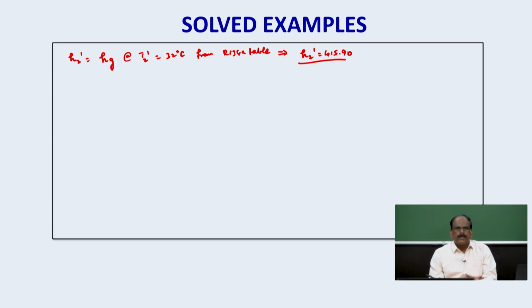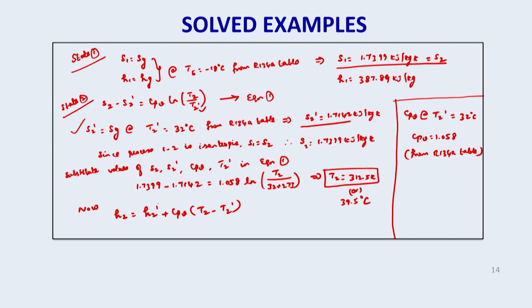In all the numerical problems which we have solved, there are only a few changes. In order to make the learners understand easily, I am solving step by step. Already we have found the temperature of the superheated vapor at state point 2 is 39.5 degrees centigrade, but instead of writing directly, I am explaining step by step, so that if somebody has missed the previous lecture, you can still easily understand. So this is kilojoule per kg, and H2 dash is found out.